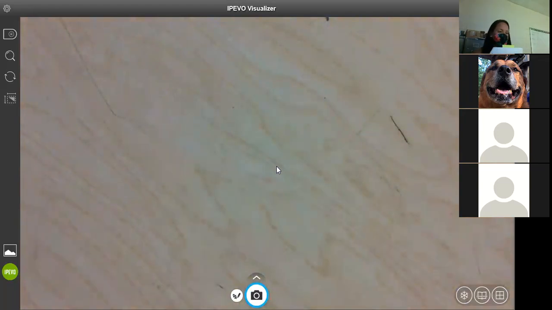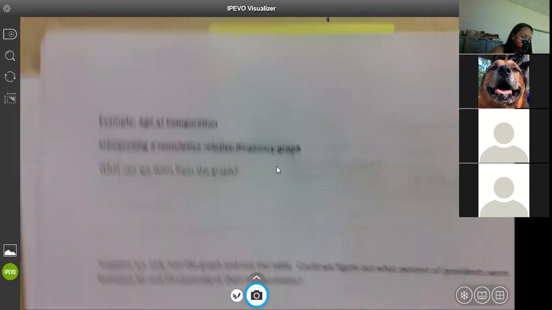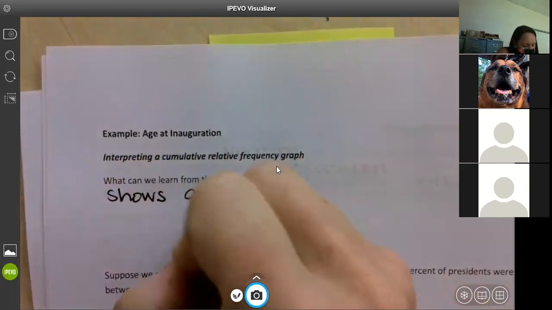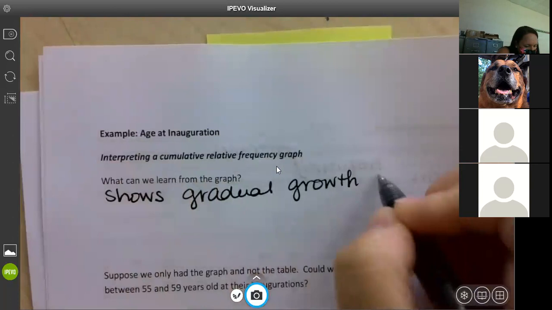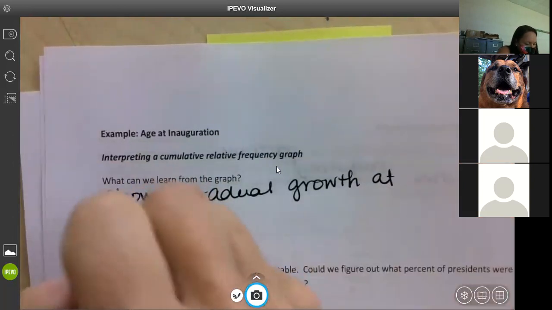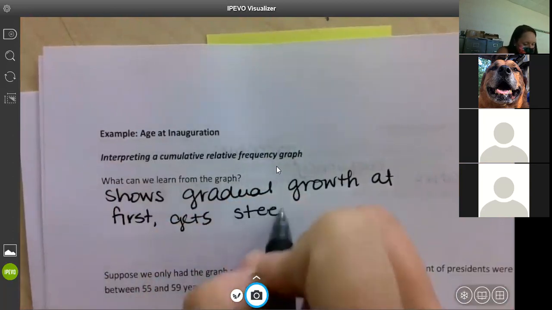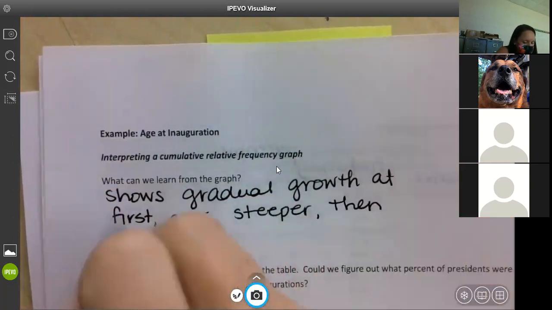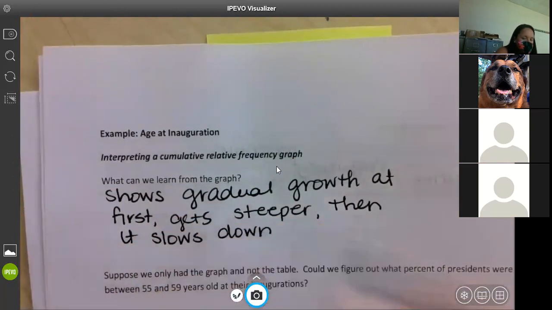Gotcha. All right. So what can we learn from this graph? This graph shows gradual growth at first. It gets steeper. Then it slows down.